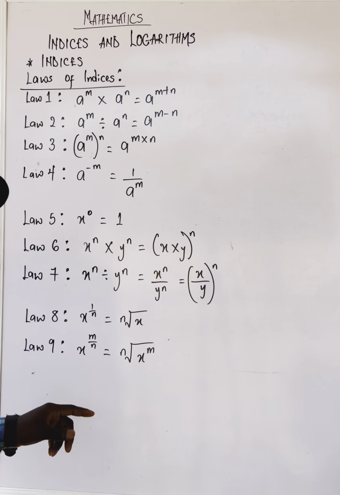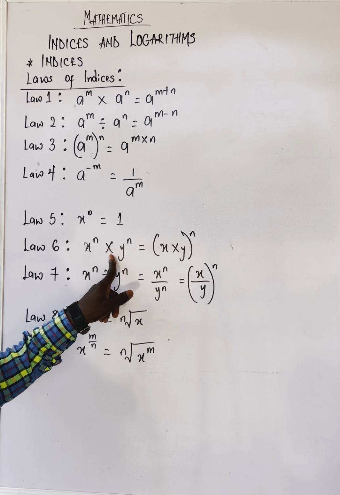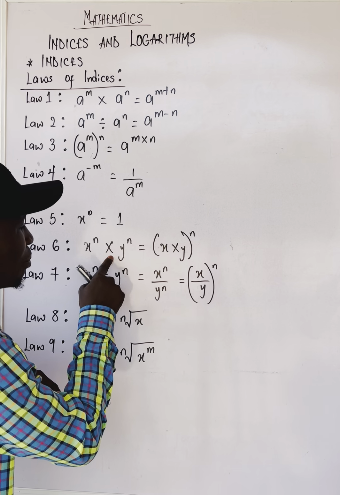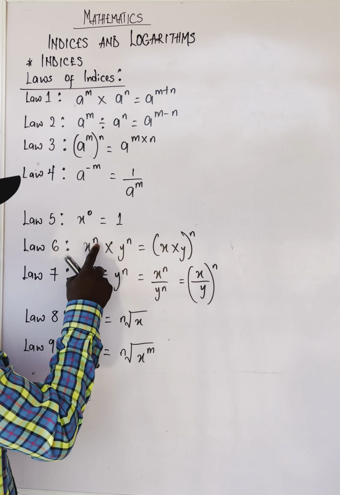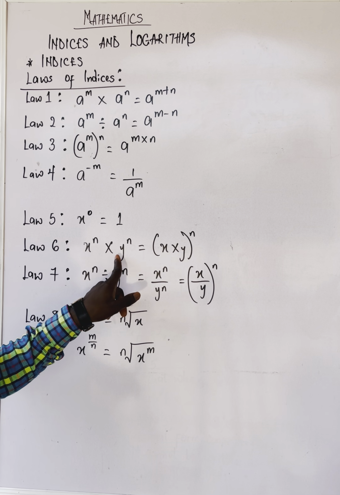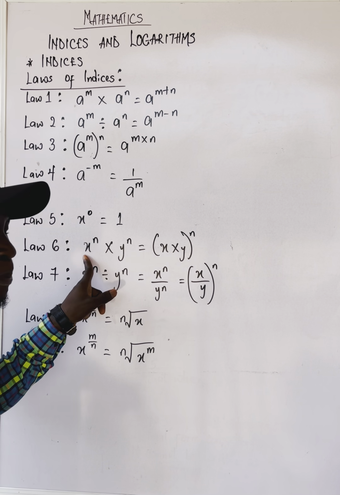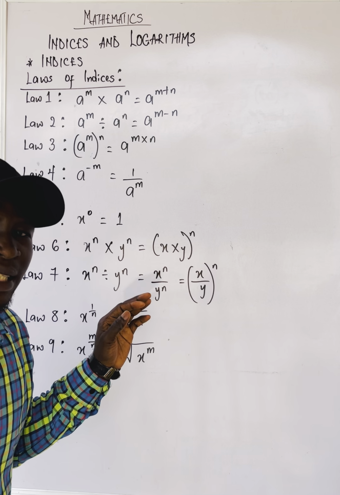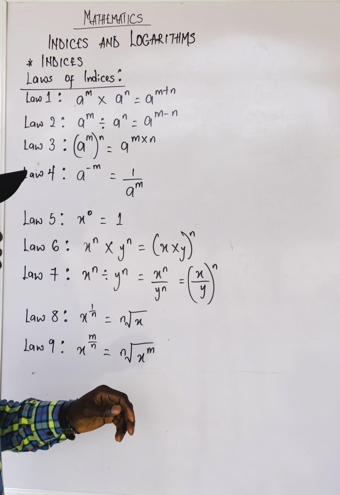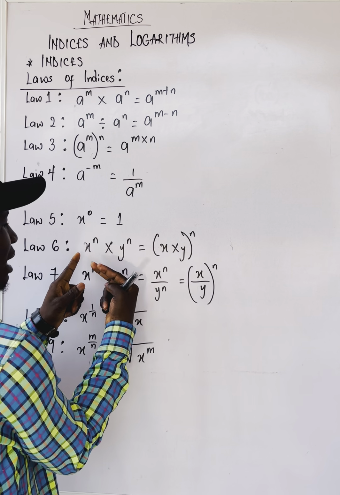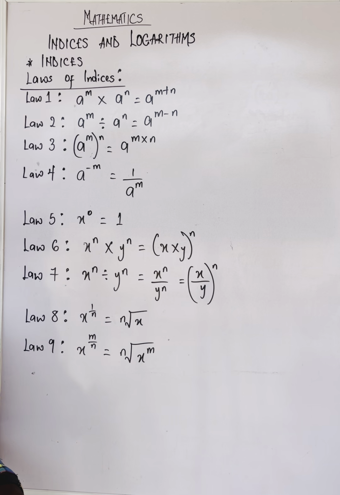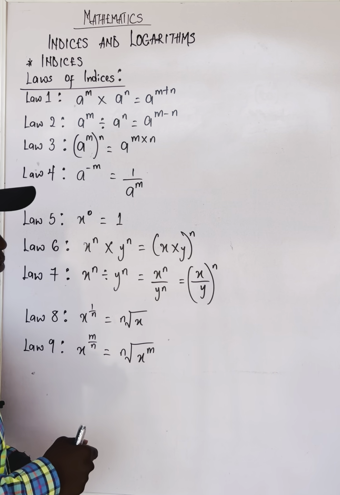Now, the sixth law. X raised to the power n multiplied by y raised to the power n. This is my x, this is my multiplication, and this is y, this is n. Now you see that they're having different bases but the same power. So what do I do? I multiply the bases together, then put them in brackets, then raise to that power.